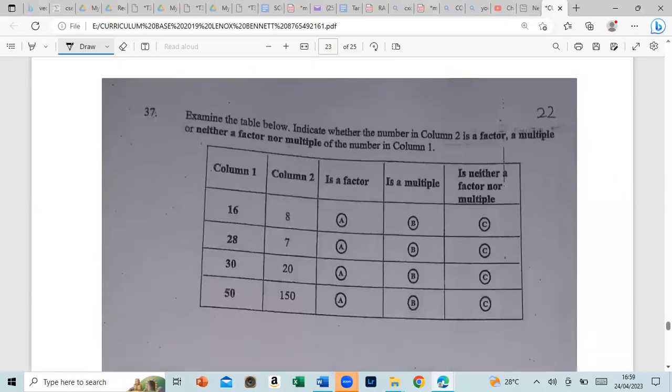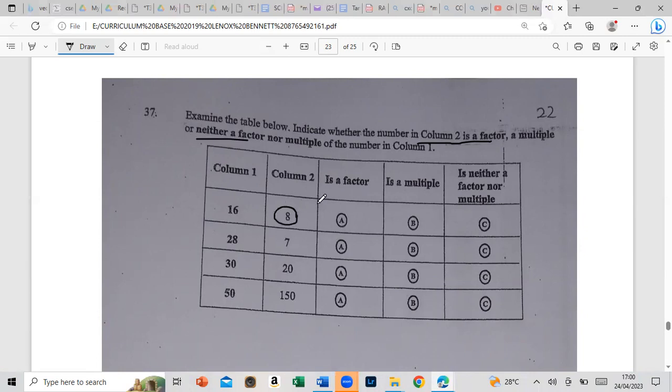37. Examine the table below, indicate whether the number in column 2 is a factor or a multiple, or neither a factor nor a multiple of the number in column 1. Alright, so let's go. So it's column 2 first. Column 2 is a factor or a multiple, or neither of the one in column 1. So we're going to start at column 2.